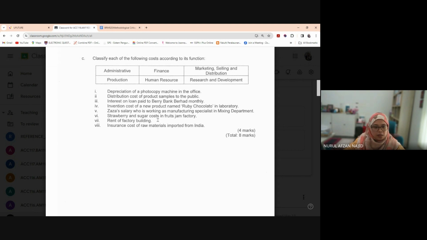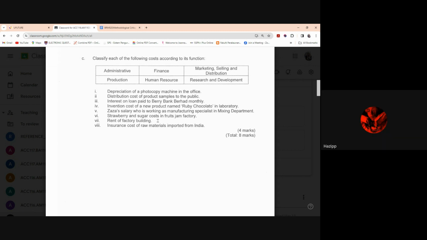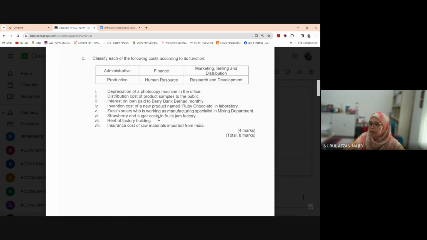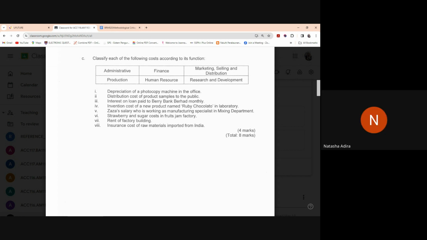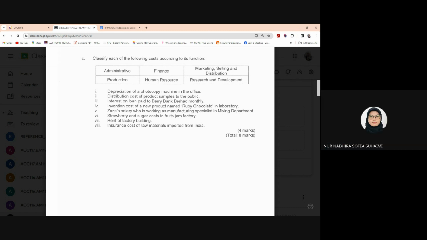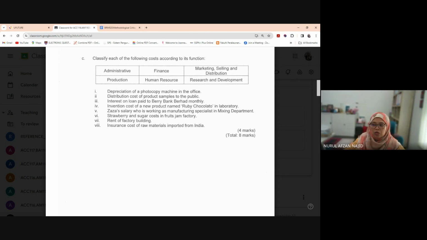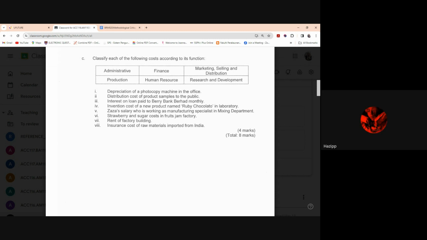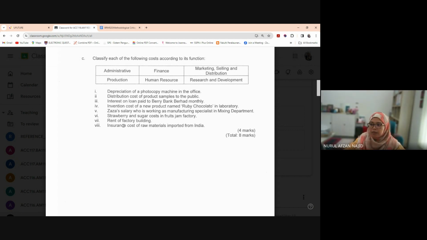Rent of factory building, anyone? Administrative. Administrative, good, Haziq. Insurance cost of raw material? Anyone? Finance. Finance, no. Finance is interest on loan only. Human resource? No, it is not related to human resource. Production. Production, good, because it is insurance for raw material.